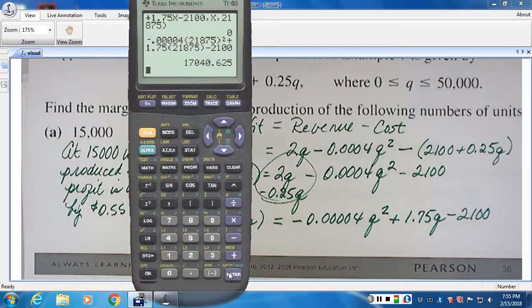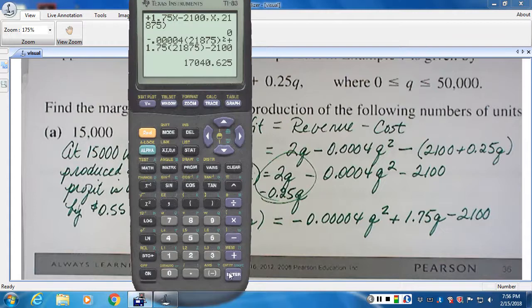my actual profit is $17,040 and change. But that's the highest profit I'm ever going to make. I have reached the maximum profit because my profit is now not changing. It isn't increasing, but it isn't decreasing, which means it's at a maximum. So my maximum profit is $17,040.